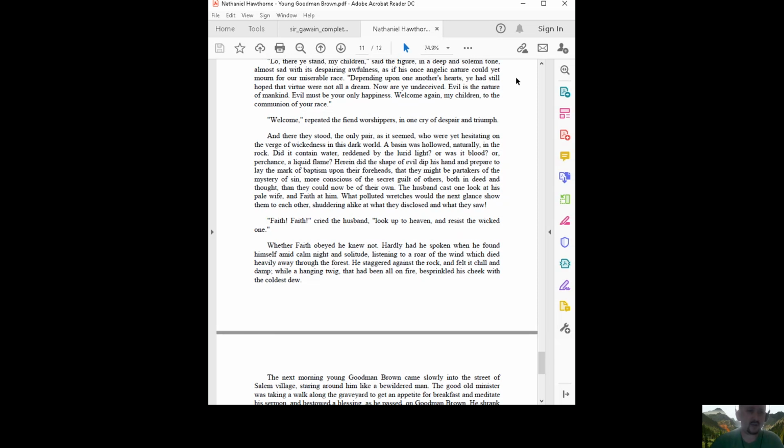Lo, there ye stand, my children, said the figure in a deep and solemn tone, almost sad with its despairing awfulness, as if his once angelic nature could yet mourn for our miserable race. Depending upon one another's hearts, ye had still hoped that virtue were not all a dream. Now are ye undeceived. Evil is the nature of mankind. Evil must be your only happiness. Welcome again, my children, to the communion of your race.